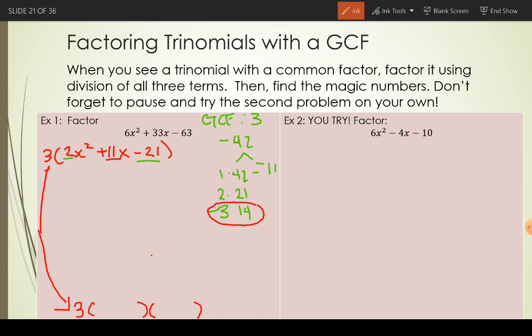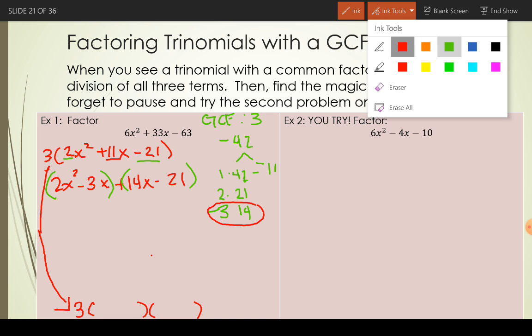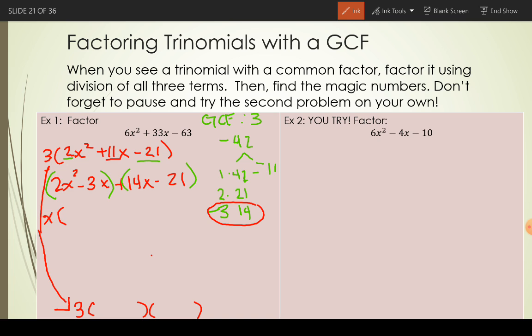So we'll have 2x squared minus 3x plus 14x minus 21. We now have 4 terms, so we can factor by grouping. Okay, we can take out an x from our first pair, and we will be left with 2x minus 3 in parentheses.